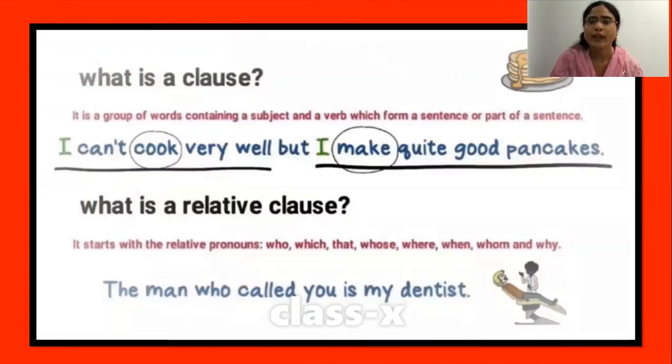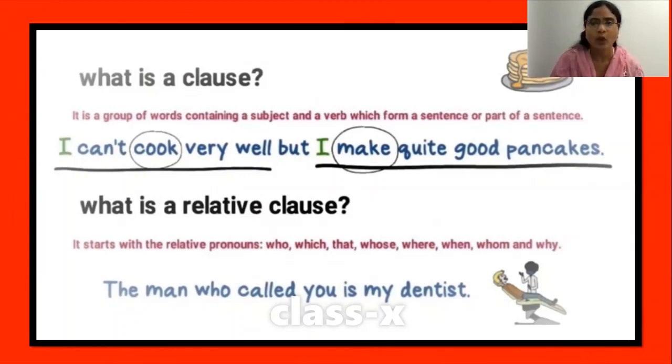I make quite good pancakes. Here, I is the subject, make is the verb. And I make quite good pancakes can stand by itself. Therefore, this clause can also be a sentence. Here, two parts of the sentence are joined by a coordinating conjunction, that is, but.